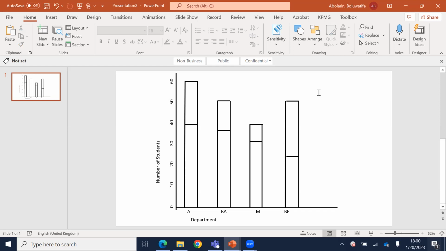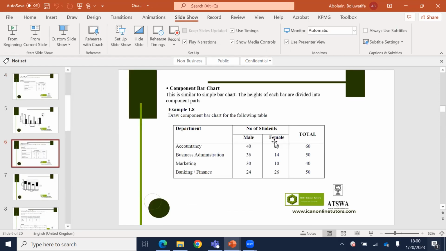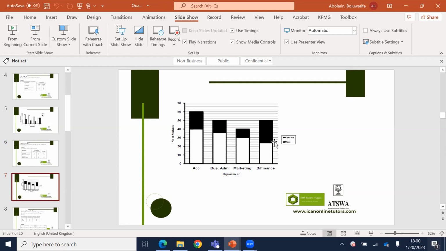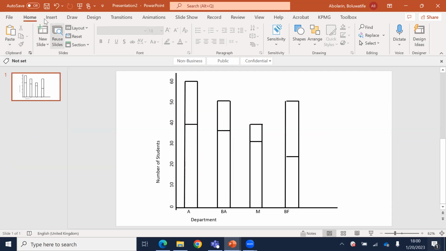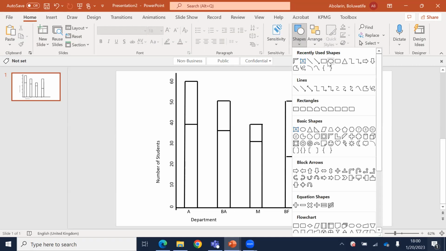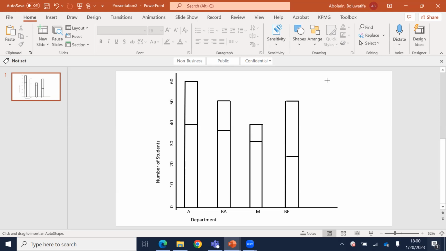So now I want to differentiate it so that they will know which one is male or female. The same thing we did for the other one, we're going to do it here again. I'm going to show them that the one that is uncolored is what? Male. The one that is colored is female. I'm going to do the same thing that we did earlier. I've erased the one earlier, that's why you cannot see it again. I'm still going to come again.